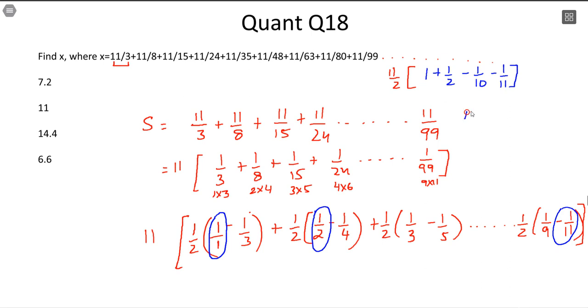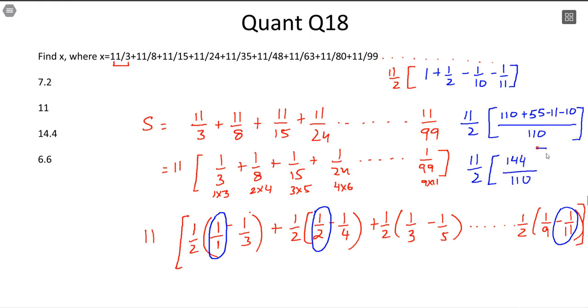Now, the processing becomes easier. You get 11 by 2 into (110 plus 55 minus 11 minus 10), whole thing divided by 110, or 11 by 2 into (165 minus 21), so 144 by 110. Cancel, you get 10, cancel, you get 72, or final answer 7.2, which will be option A.